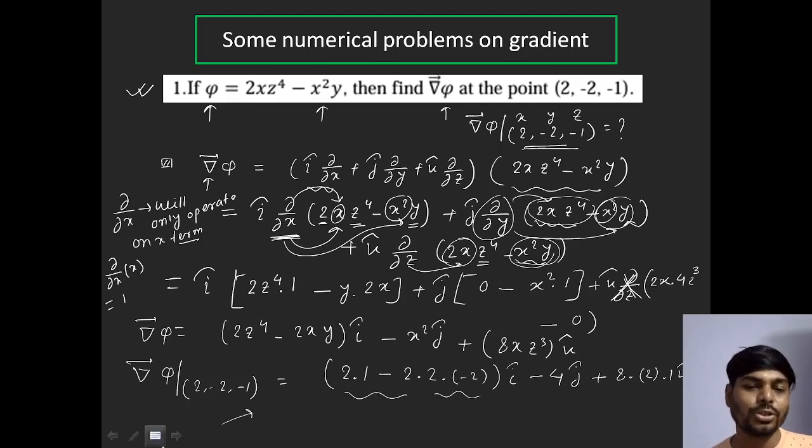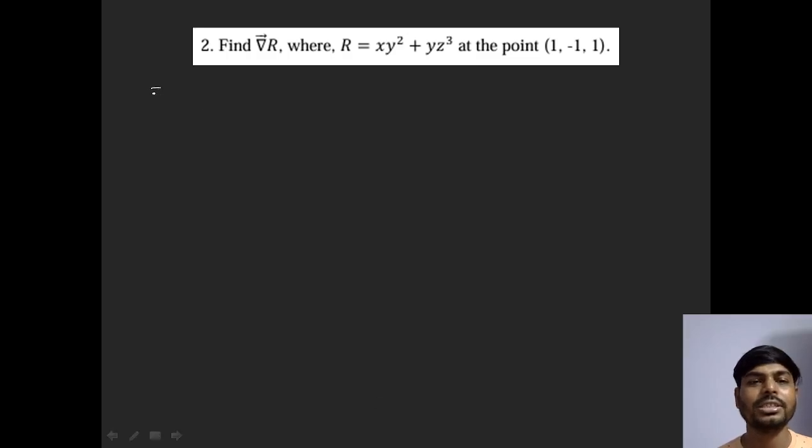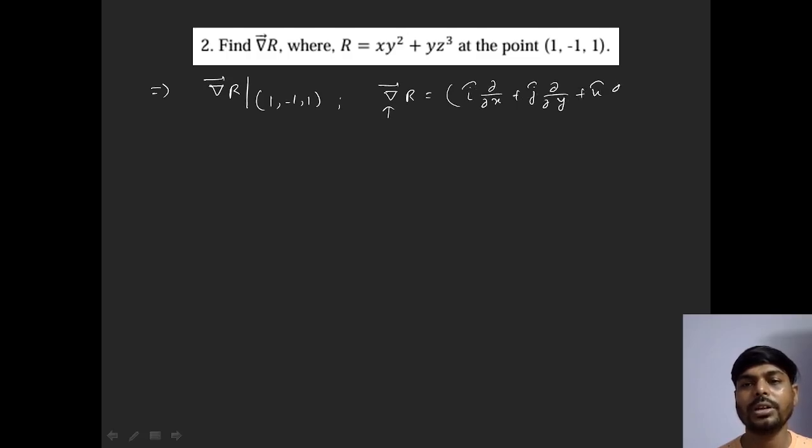Okay, so let's take another example. This is also a very simple one. So you have to find out the gradient of r at the point (1, -1). Okay, so gradient of r means, first write down the expression for nabla, i cap del del x plus j cap del del y plus k cap del del z, and then write down the expression given, x y square plus y z cube, right?